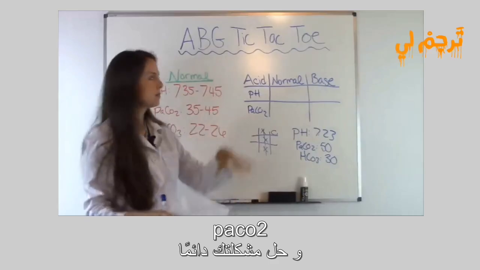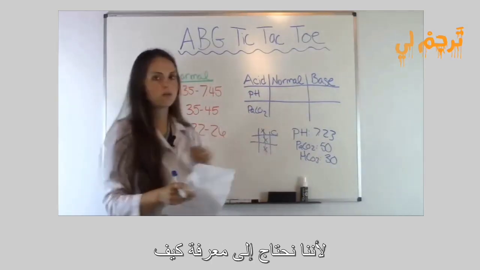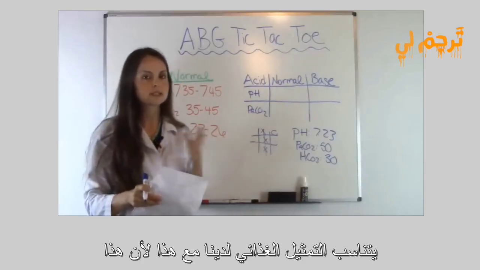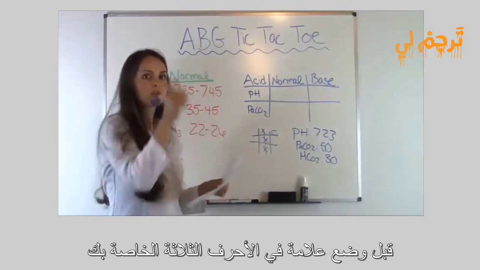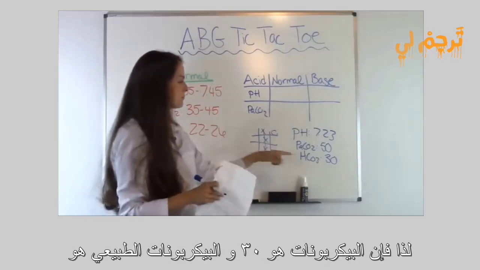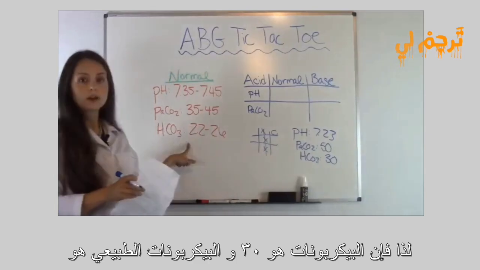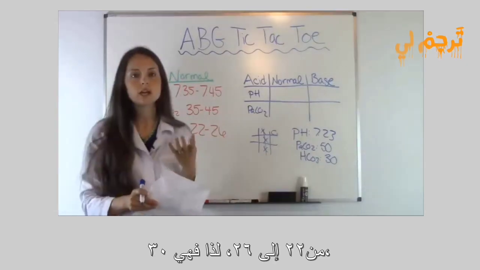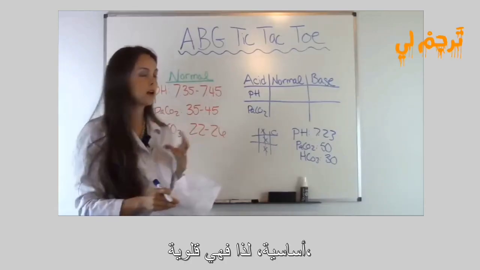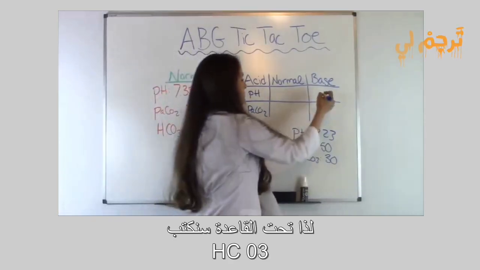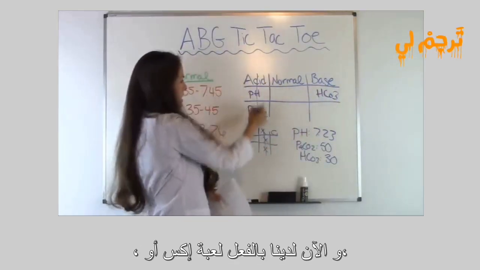And always solve your problem before you start doing your crosses, because we need to know how our metabolic fits into this, because this is going to tell us if we're compensating or not. So always put all your values in before you cross down in your three letters. So the HCO3 is 30. Normal HCO3 is 22 to 26. So because it's greater than 26, it's basic. So they're alkalotic. So under base, we're going to write HCO3.